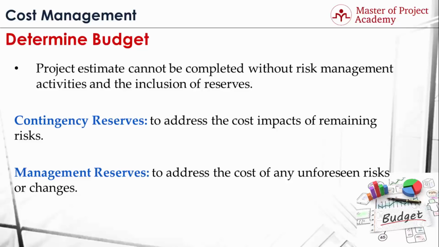The main difference between the contingency and management reserves is that contingency reserves are planned for identified risks, while management reserves are for unforeseen risks. And another difference is that contingency reserves are included in the project activity cost estimates, while management reserves are put on top of the project's total cost. During this lecture, we've seen the determine budget process. During the next lecture, we'll be going over a determine budget process example.